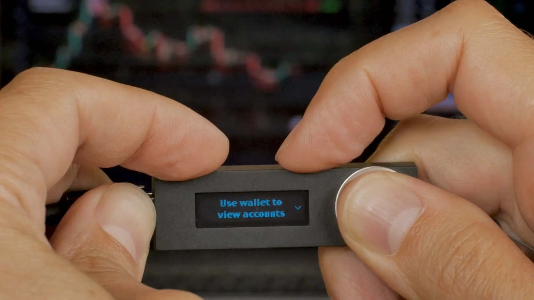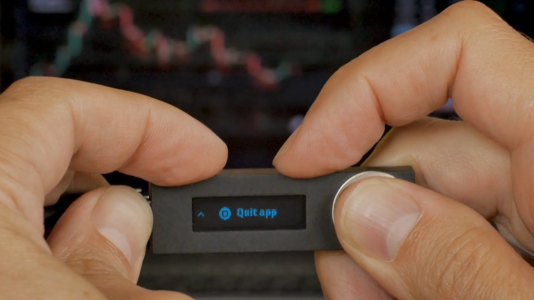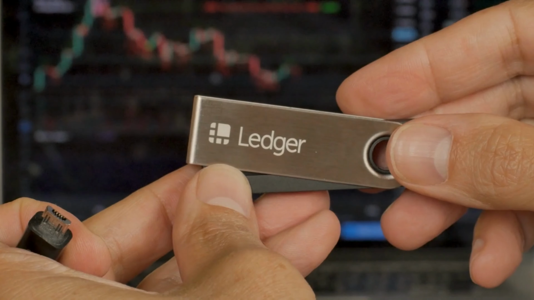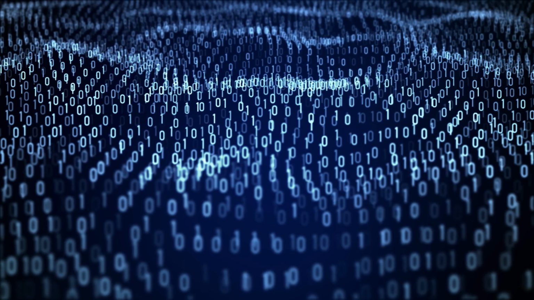The safest way to store Bitcoin is by using a hardware wallet, and one of the most reliable options available is the Ledger Nano S. I'm going to show it right now. This small USB-like device provides an extra layer of security by keeping your private keys offline, protecting your assets from hackers and unauthorized access. Look at it. It is like this. And this one is from Ledger, as I said.